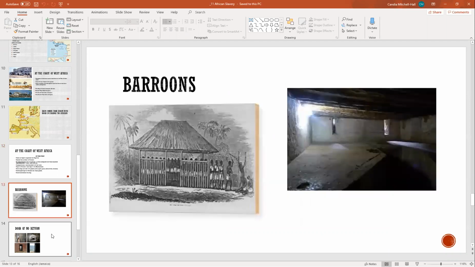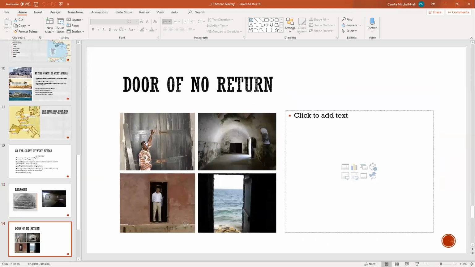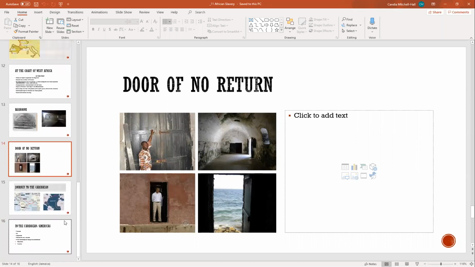So this is a barracoon in which they are housed. Now, before you go onto the ship, if you look at this door right here, and more so this door, this is Barack Obama at the door. This is the door that our ancestors came through to go onto the ship from the barracoon. This door is called the door of no return. The door of no return.